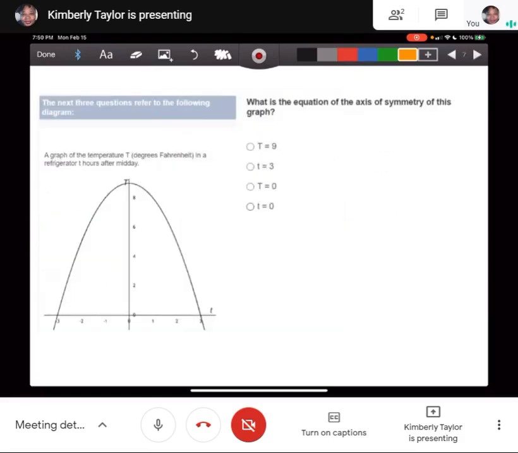So it says the next 3 questions refer to the diagram. It says a graph of the temperature, capital T, degrees Fahrenheit, in a refrigerator T hours after midday. So what is the equation of the axis of symmetry of this graph? The axis of symmetry is basically where can I split this graph down the middle to make it look the same on both sides. And that is going to be here.